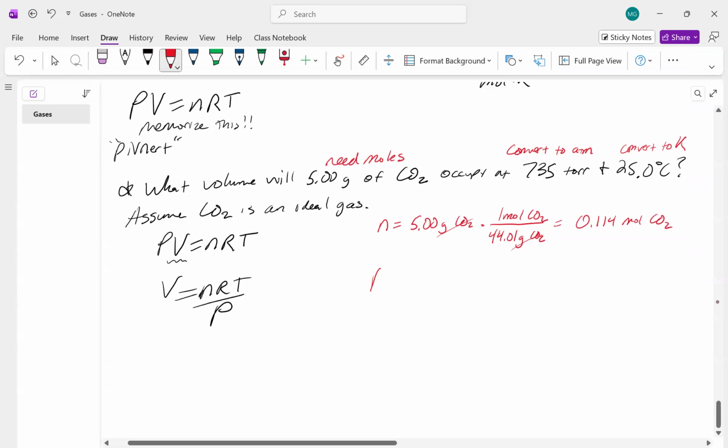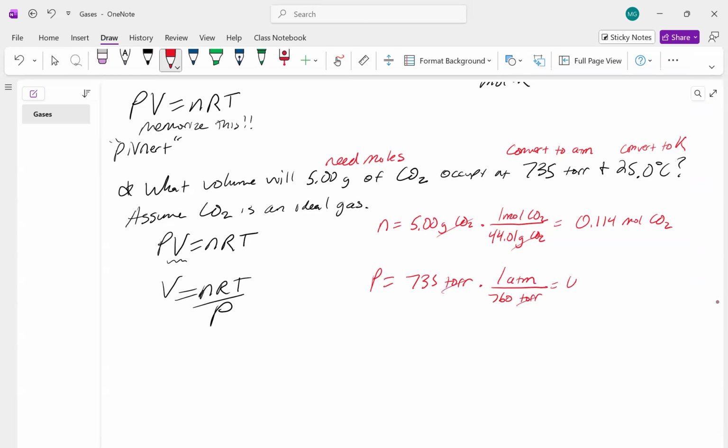Okay, let's deal with pressure. So I'm given 735 torr, and I know the conversion is that 760 torr make up 1 atmosphere. So that's 0.967 atmospheres. And then temperature, starting at 25 degrees Celsius, I'm going to add 273.15. My temperature is 298.15 Kelvin.